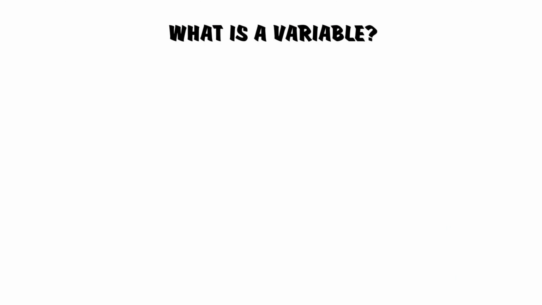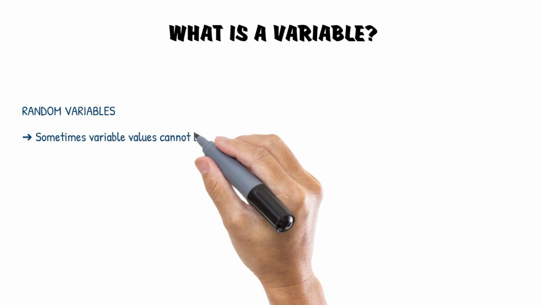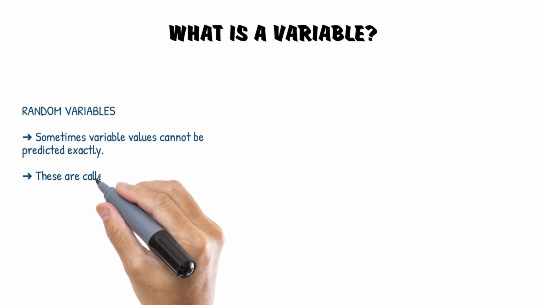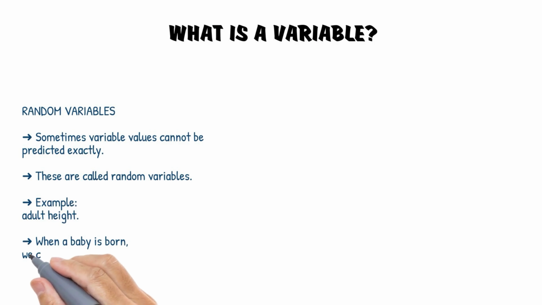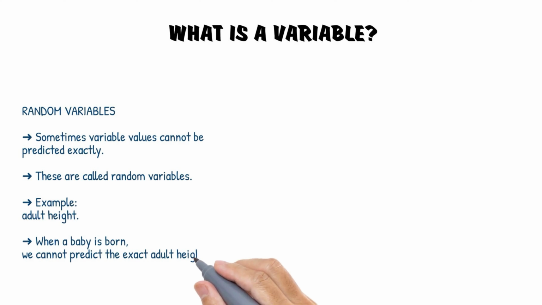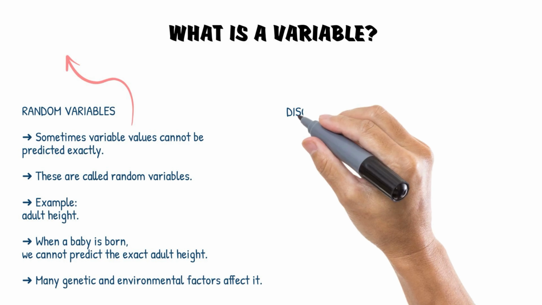Random variables. Sometimes variable values cannot be predicted exactly. These are called random variables. Example: adult height. When a baby is born, we cannot predict the exact adult height. Many genetic and environmental factors affect it.